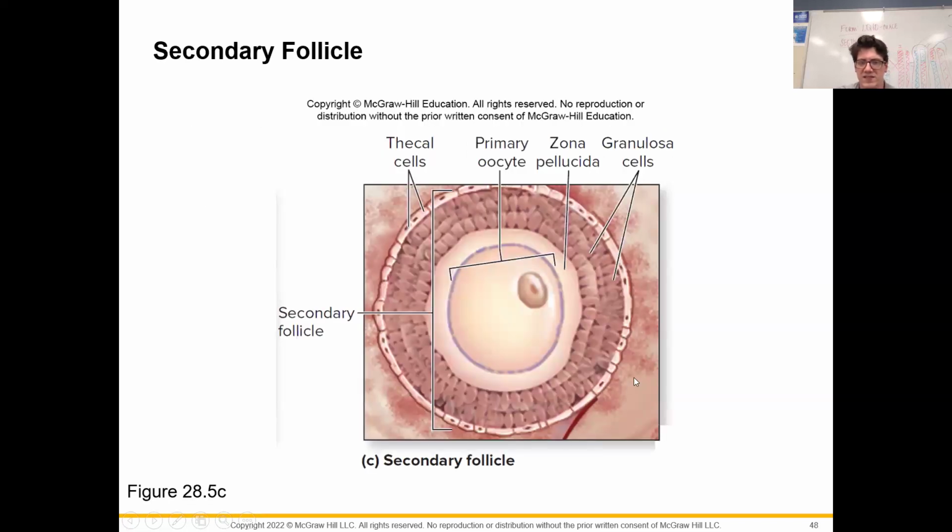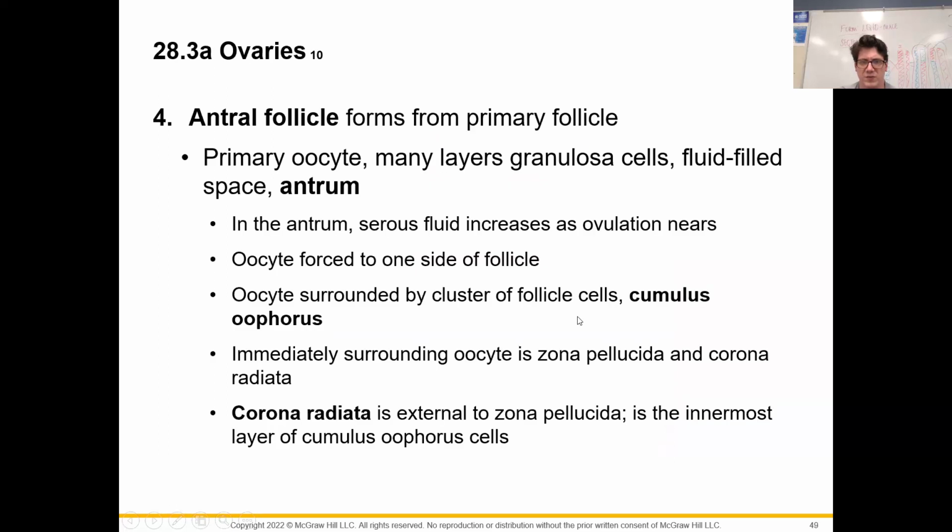Now, once we move to the secondary follicle, you know we have reached the secondary follicle when you see this new layer of cells around the outside that we're going to call the thecal cells, okay? So the thecal cells will now form around the outside. We're still going to have this layer of granulosa, and now we're going to have this large empty space around it, which we're going to call the zona pellucida.